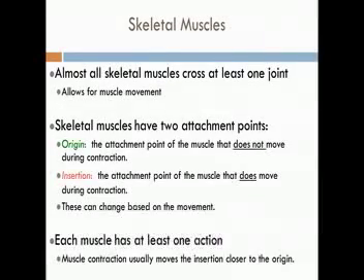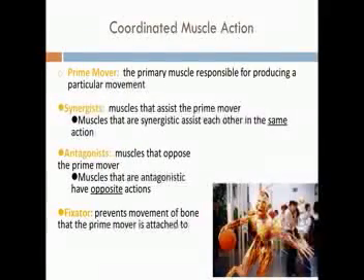Each muscle has at least one action. Muscle contraction usually moves the insertion closer to the origin. Remember, muscle only contracts and relaxes. It only moves in one direction. So for every muscle, there's coordinated muscle action for every movement that goes on.